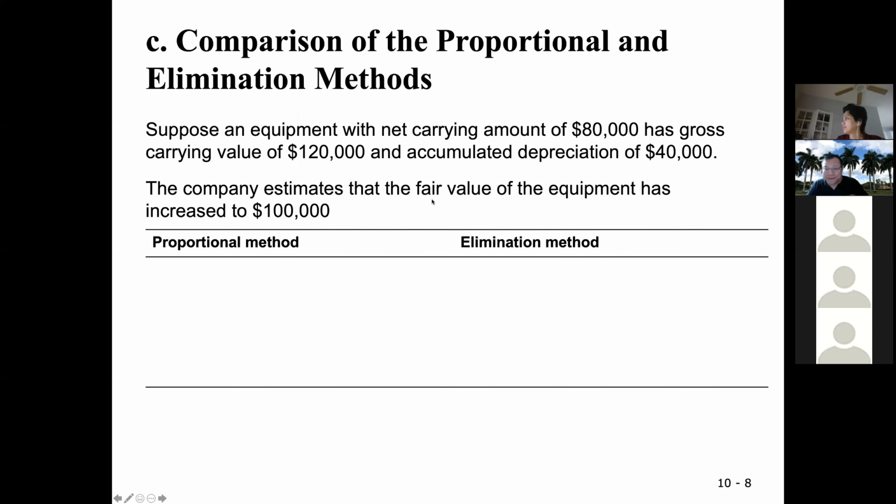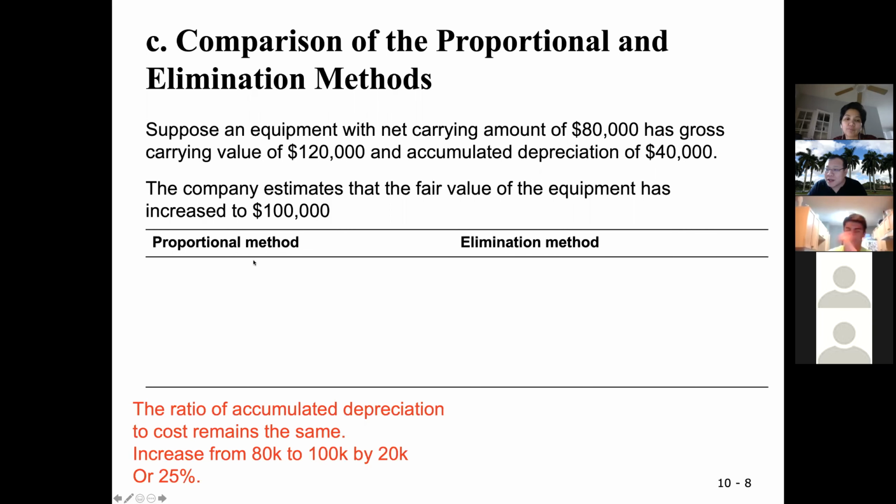So then in this question, what kind of adjustment do I need to make, right? The carrying amount is 80,000, but the fair value is 20,000 more, right? So I have to make an adjustment. So under the proportional method, I want to figure it out.